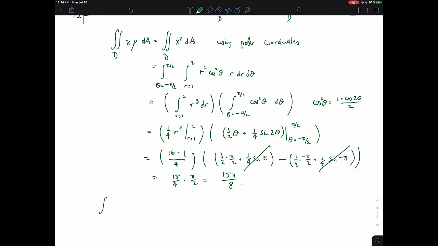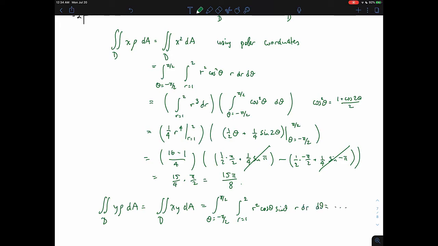For the integral of y times rho over this domain, I'll show how we could start setting it up. So this is the integral of x times y dA. So integral from theta is minus pi over 2 to pi over 2, integral from r equals 1 to 2 of x times y. So x is r cosine theta and y is r sine theta. So if we multiply them, we get r squared cosine theta sine theta, and then r dr d theta.